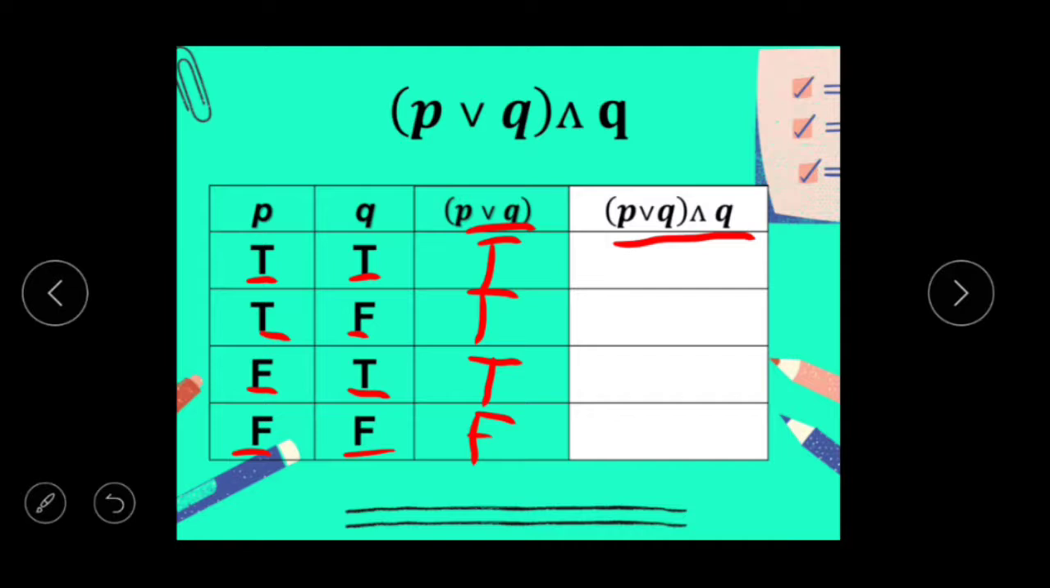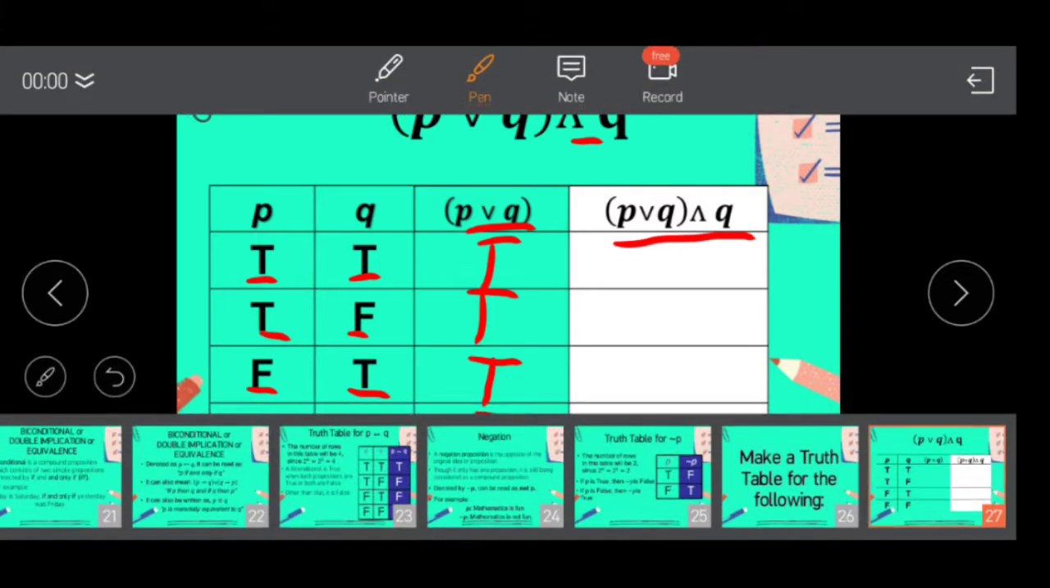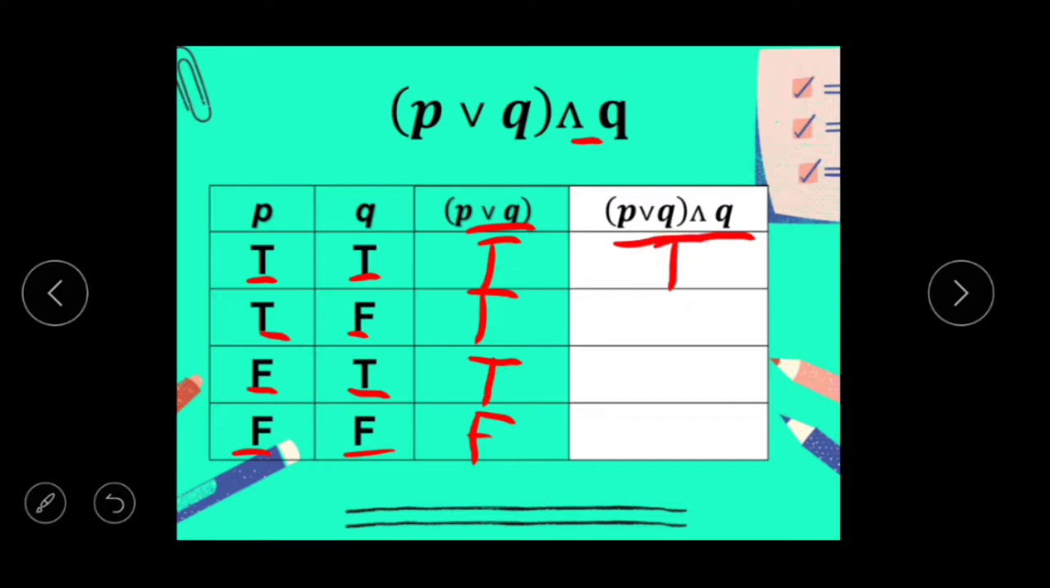Now, tapos tayo sa or, dito naman tayo sa and. So, yung and naman is, lahat ay false, maliban na lang kung parehas true. So, dito tayo kay true and true. True siya. And then, true and false, false. And then, false and true, false. And then, false and false, false. So, ibig sabihin, ang truth table for P or Q and Q is true, false, true, false. Ayan. Next.